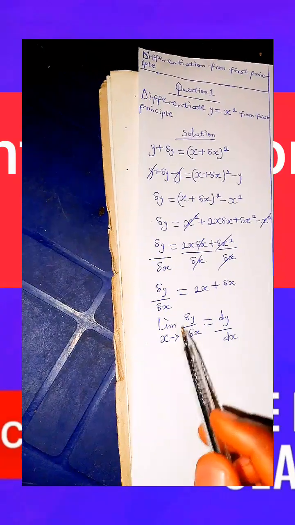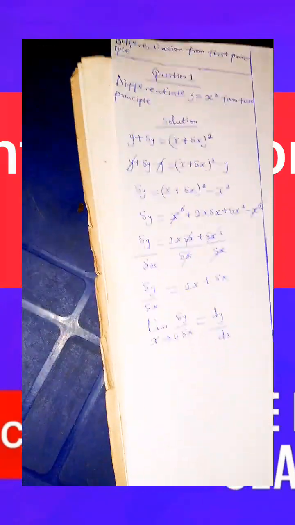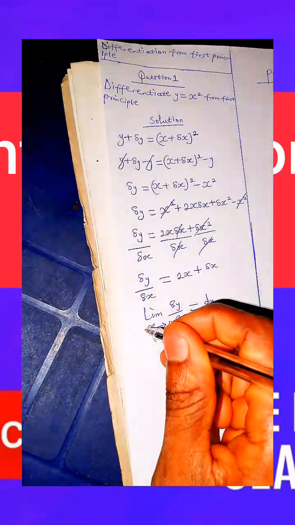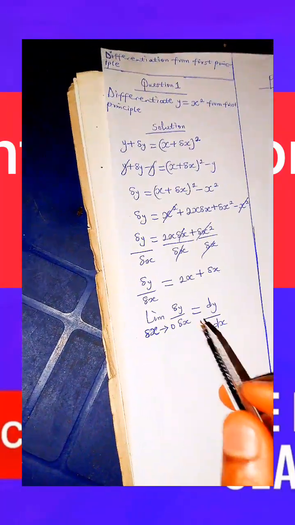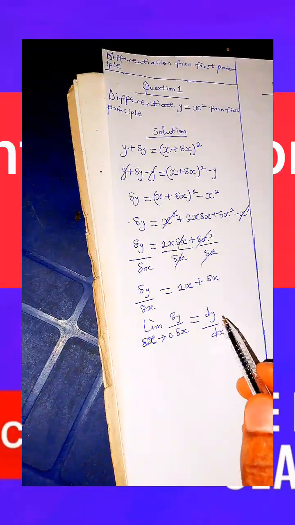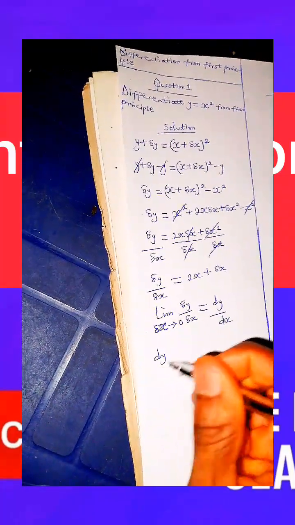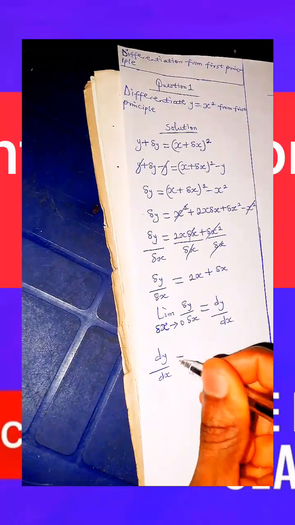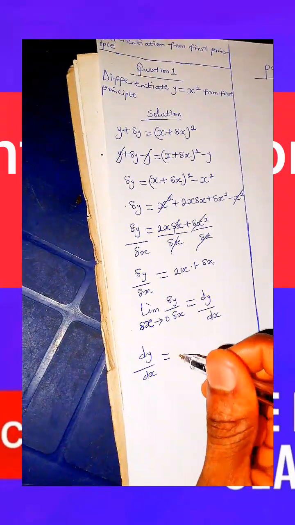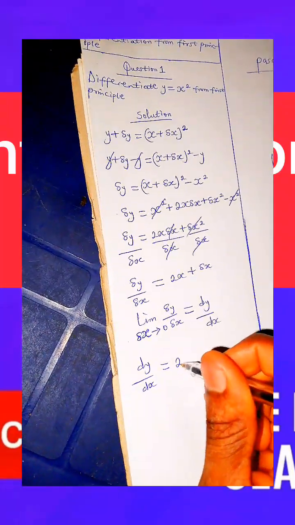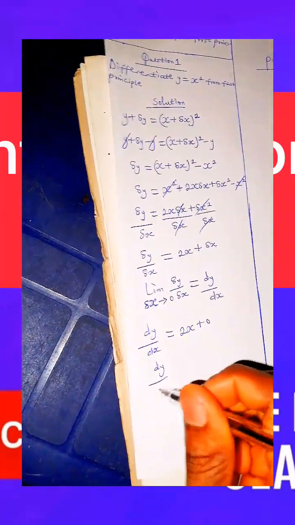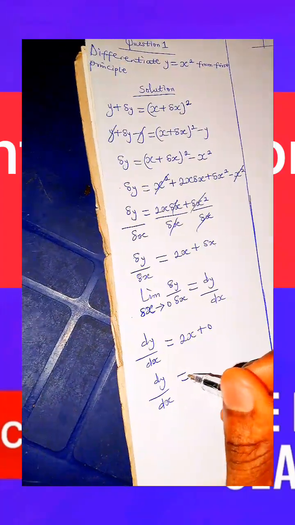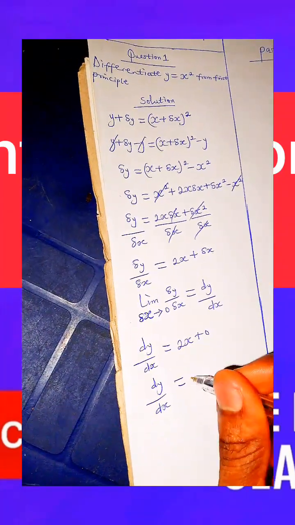So since the limit as delta x approaches 0 of delta y over delta x is equal to dy/dx, we are going to have dy/dx equal to, anywhere we see delta x, we limit it to 0. So here we have 2x plus 0, such that dy/dx equals 2x plus 0, which is 2x. This is the answer to our question.